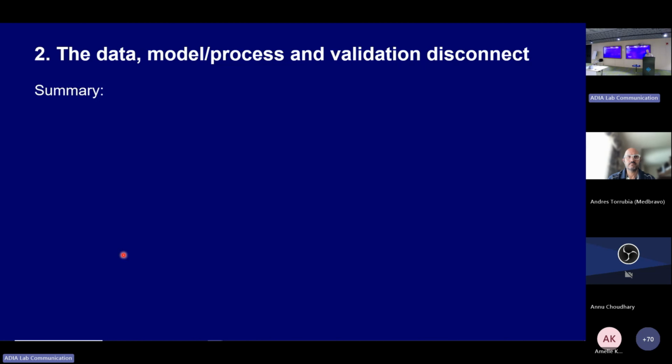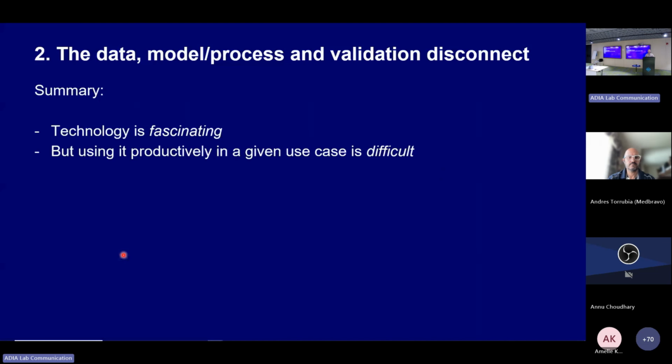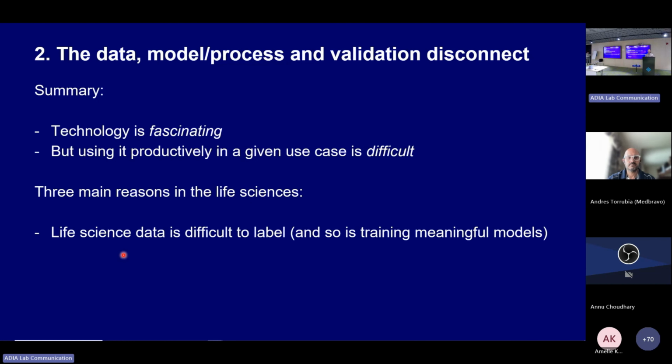And I will tell you about why life science data is actually tricky. So the short summary of the next few slides is: technology is fascinating, high throughput data generation is fascinating, but using it productively in a given use case is actually quite difficult. And I will point out 3 main reasons in the life sciences for that.